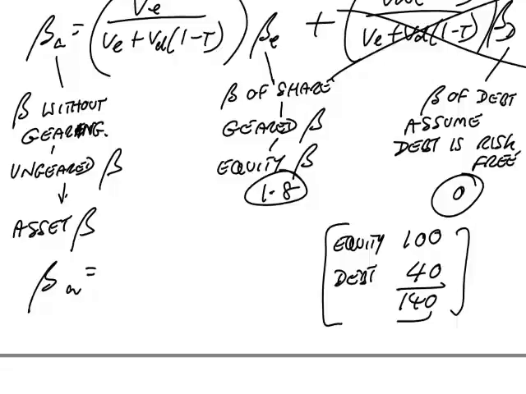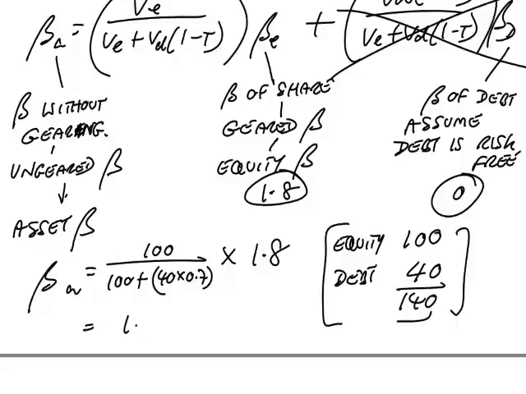Now I stick it in. Equity VE is 100 over equity 100 plus the debt VD is 40 times 1 minus the tax rate. The tax rate here is 30% or 0.3. 1 minus T, 0.7. Are all three of you clear where the numbers have come from? Well, it's that ratio, if you like, times the beta of equity, which is 1.8. Which I think gives us 1.40625. Has anyone checked me?